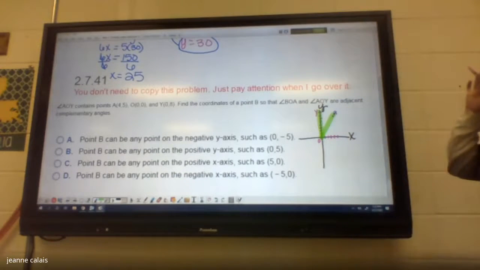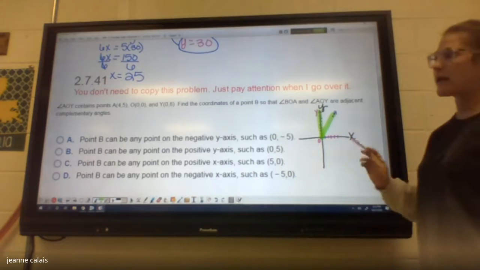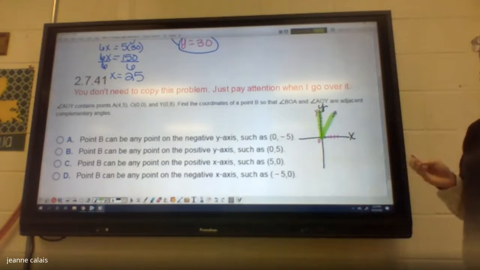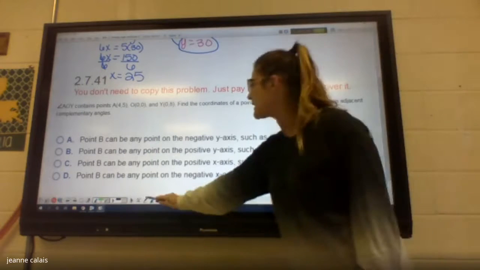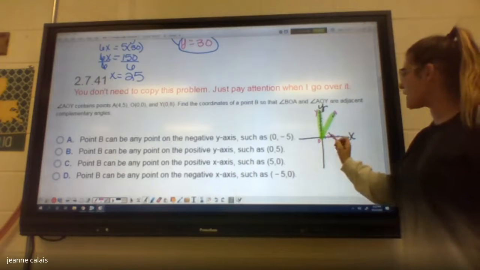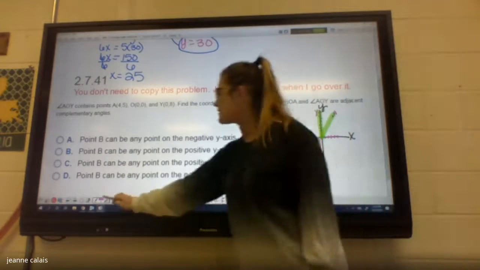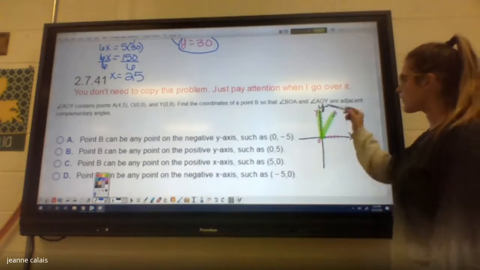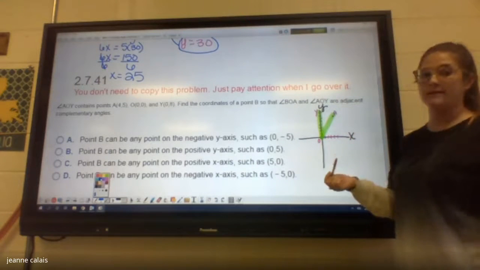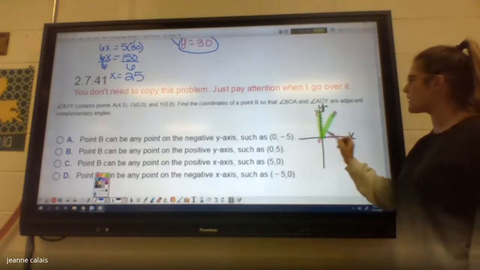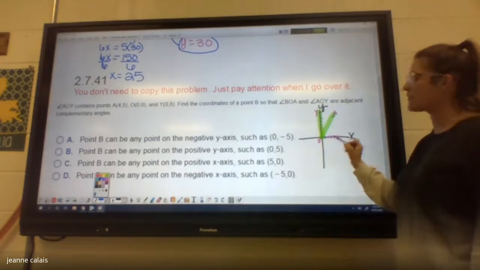Now remember, it said I wanted B to be in a location such that it is adjacent complementary. So what that means is it has to form a right angle that's complementary. And the only way for it to be adjacent, look at it. First of all, is it going to be on the y-axis? No. There's no way you can have a right angle and be on the y-axis. It has to be on the x.